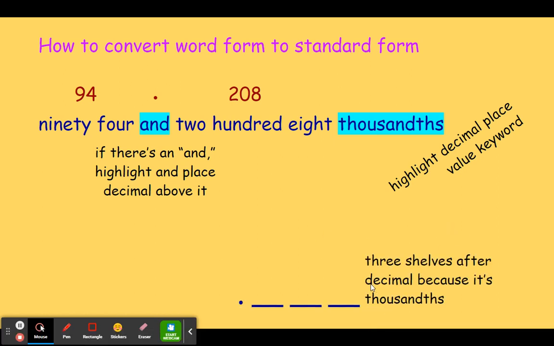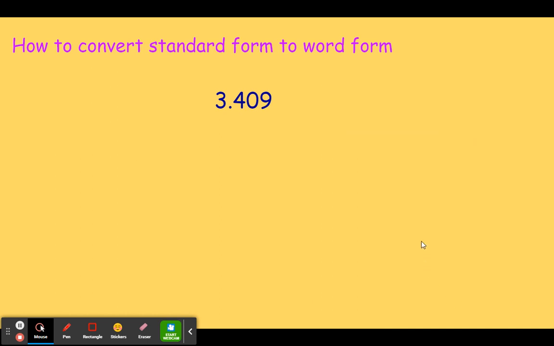Now, I put our 3 shelves, 1, 2, 3. This is the tenths, hundredths, thousandths. I do 3 shelves because it's the thousandths place value. That was our key word. Now, since I had a whole number, because I have the word and, 94 goes in front of the decimal, and that 8 needs to go into the thousandths place, and then I fill in the rest to make it 94 and 208 thousandths.